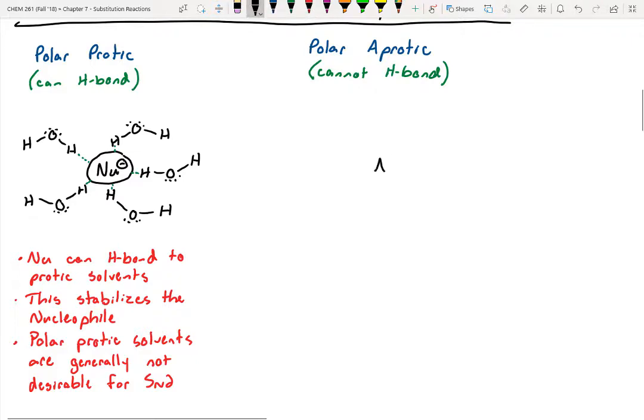Same idea. We're going to have a nucleophile kind of in the middle there. But a polar aprotic solvent cannot H-bond. Instead, it's going to want to put its partial positive end closer to that negative charge on the nucleophile. So if we have a molecule like acetone as our solvent, right? Acetone has this big net dipole going up towards the oxygen. So basically, the legs of the acetone are going to be kind of pointed towards the nucleophile. And it's going to wrap up that nucleophile in a similar manner, but a lot less tightly, right? Because it can't H-bond.